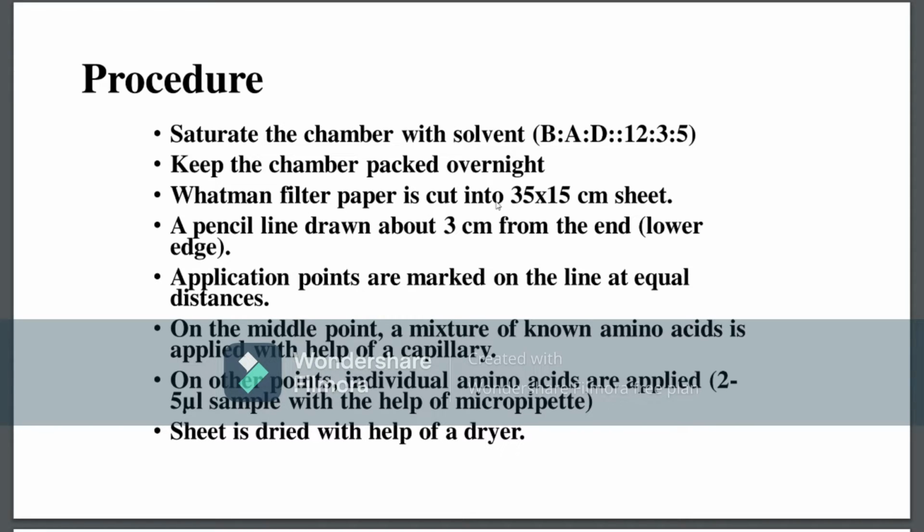Whatman filter paper is cut into a 35 by 15 centimeter sheet. A pencil line is drawn about 3 centimeter from the end, lower edge we can say. Application points are marked on the line at equal distances. So on the middle point, a mixture of known amino acids is applied with the help of a capillary.